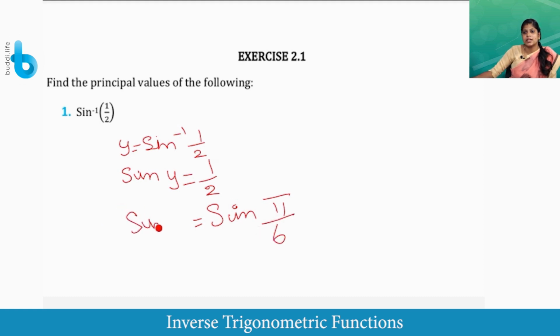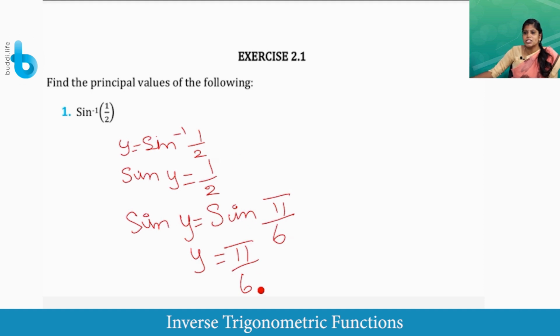Therefore my sine y is sine pi by 6. So what will be the y value? Y equal to pi by 6. See, we are just comparing the values of sine y and sine pi by 6. Here the sines are not getting cancelled. Please don't ever make this mistake in your exam. It is completely wrong if you cancel the sine. By comparing, since they are both equal, my y is equal to pi by 6. Now it is time to check my principal range.